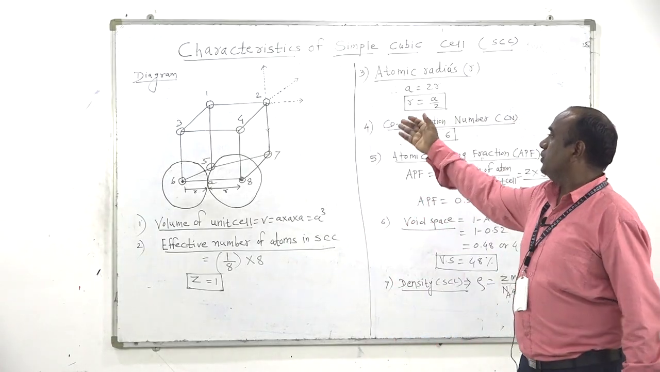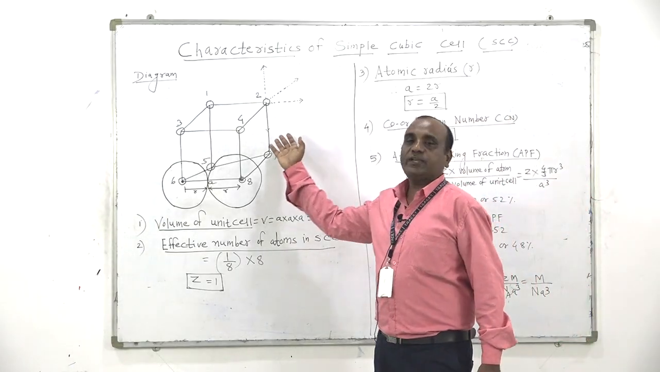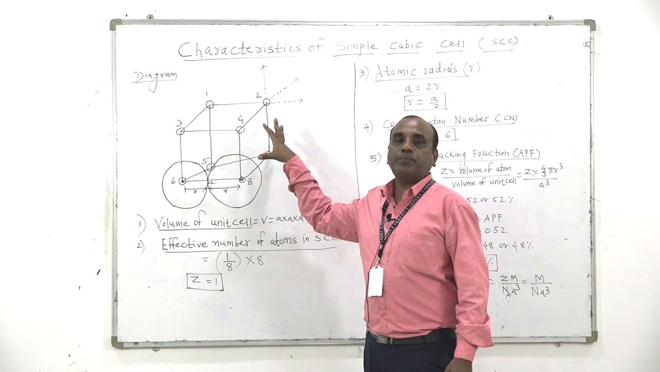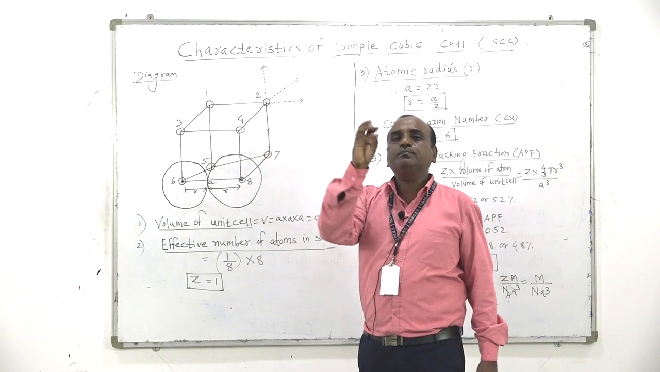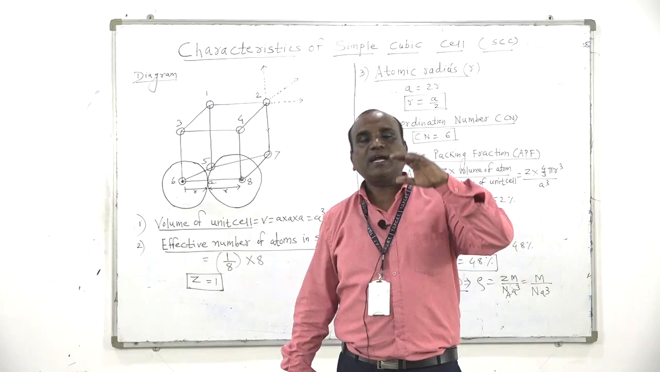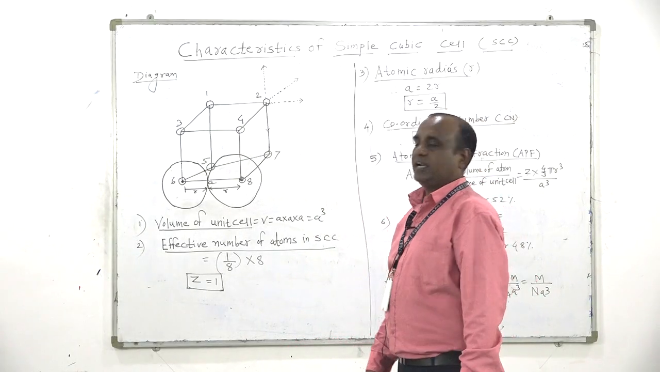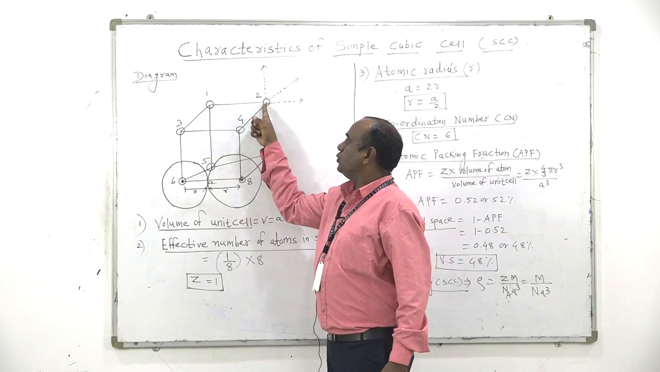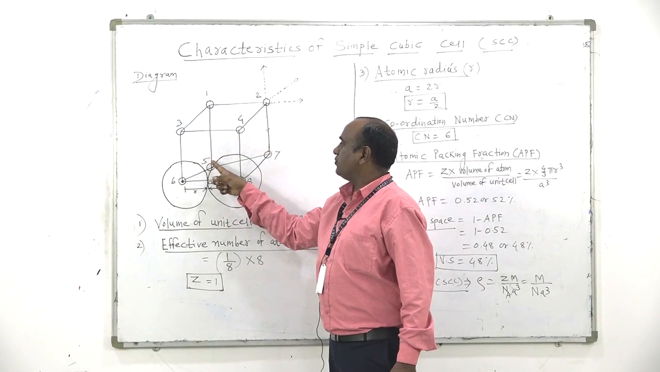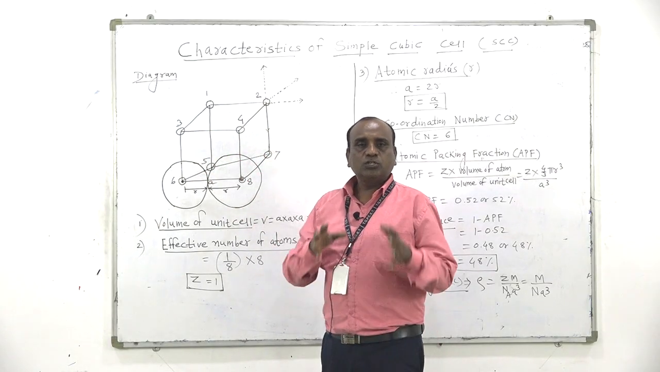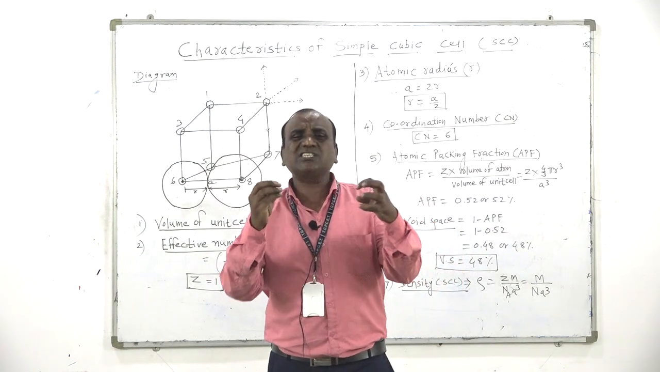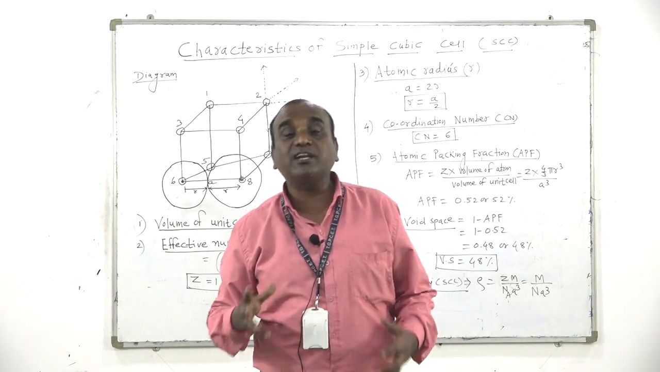So here you can observe the diagram of simple cubic cell. Basically you must know that in simple cubic cell there are 8 corner atoms. Here 1, 2, 3, 4, 5, 6, 7, 8. So this simple cubic cell is just like the simple cube.